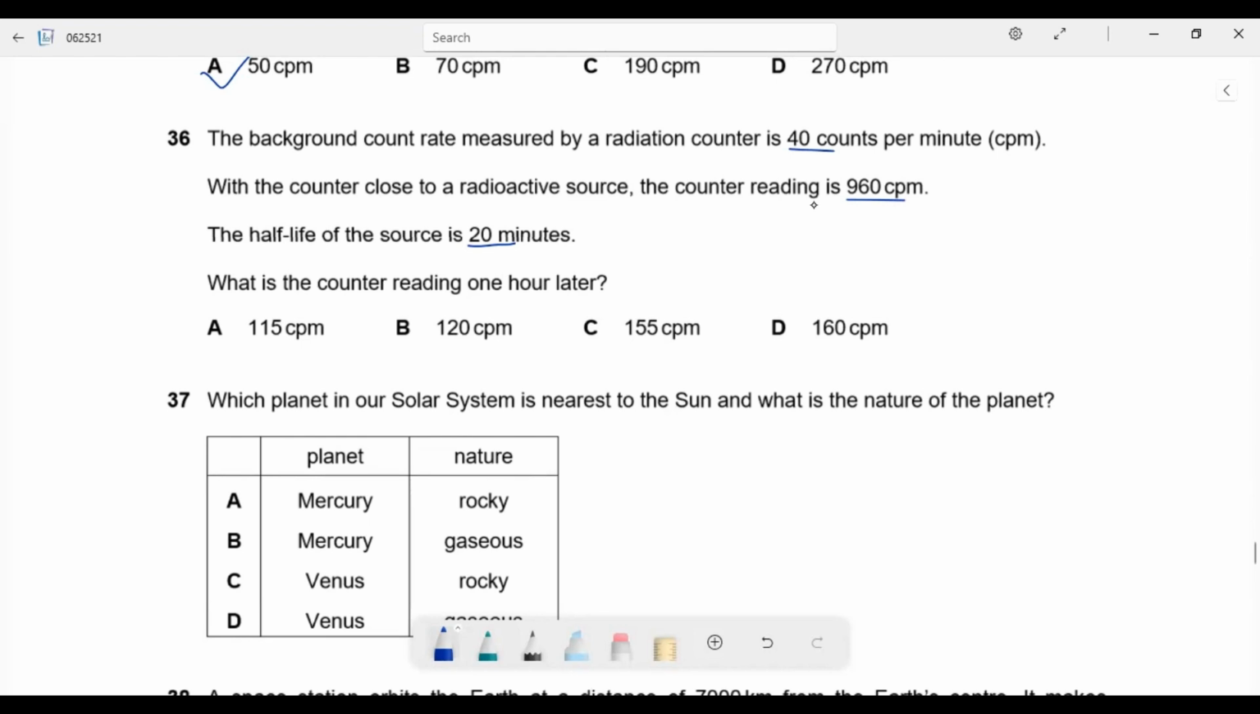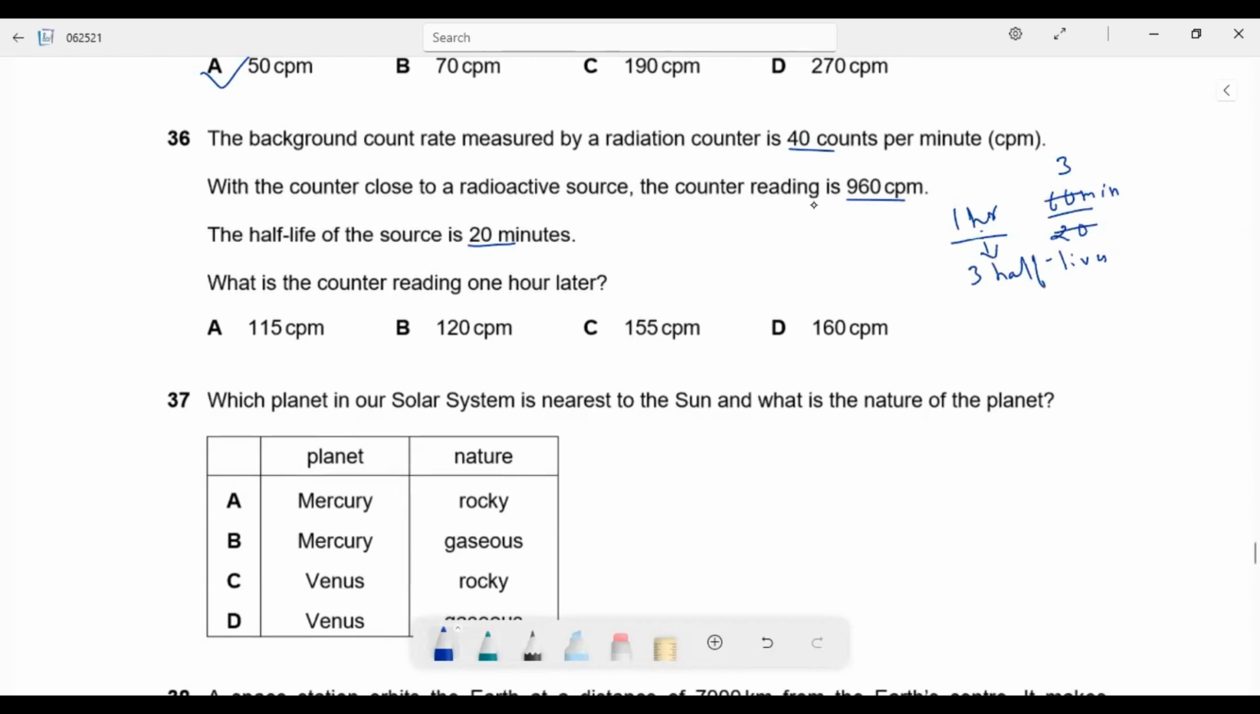So here, in 1 hour, what is the number of half-lives? So number of half-lives in 1 hour. 1 hour means it is 60 minutes. So one half-life is 20 minutes. So in 60 minutes means 60 by 20, that is 3. So total 3 half-lives will be there in 1 hour.